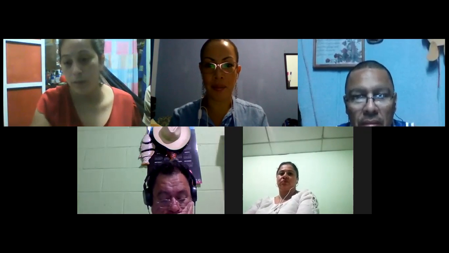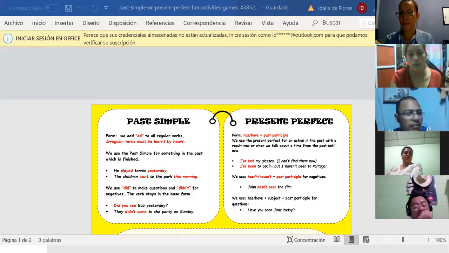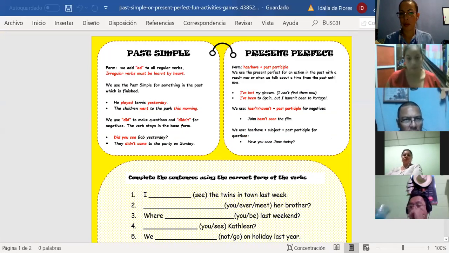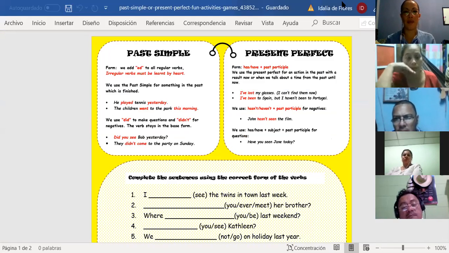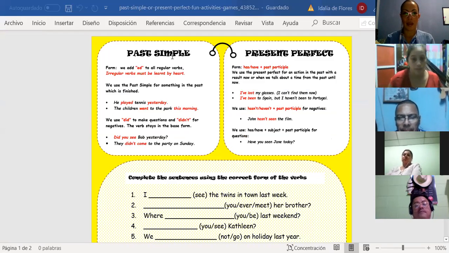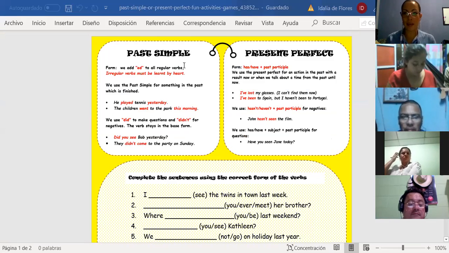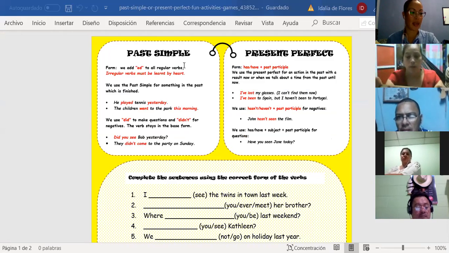Okay, teacher, gracias. Vamos a practicar un poquito más lo de ayer porque sí vi que había necesidad. Okay, we have this document. Ayer estuvimos viendo un poco la diferencia de cuándo voy a usar pasado simple y cuándo voy a usar present perfect. Ya les mandé las presentaciones a su WhatsApp, las de la clase de ayer. All right. It says past simple and present perfect.